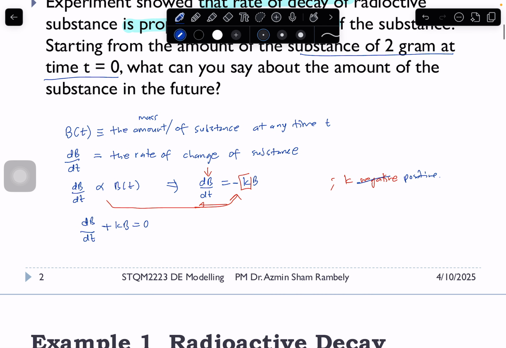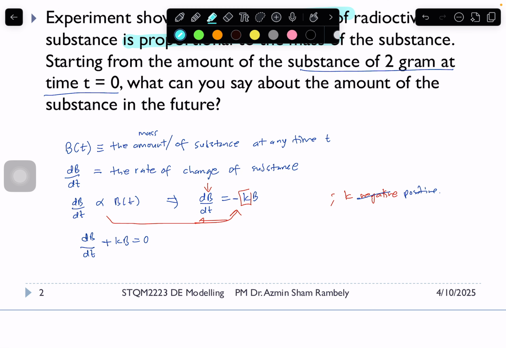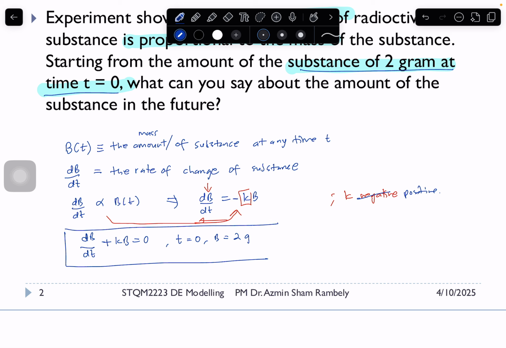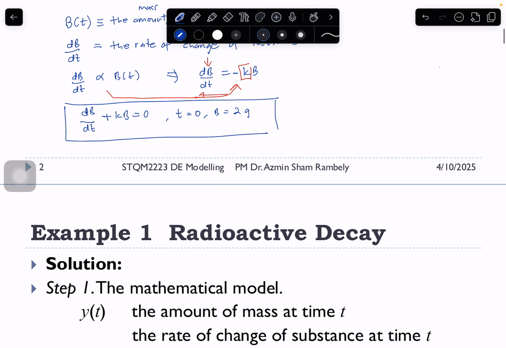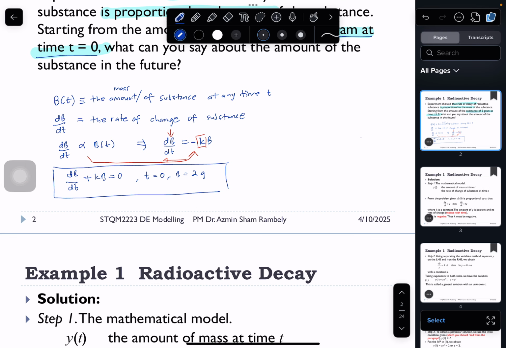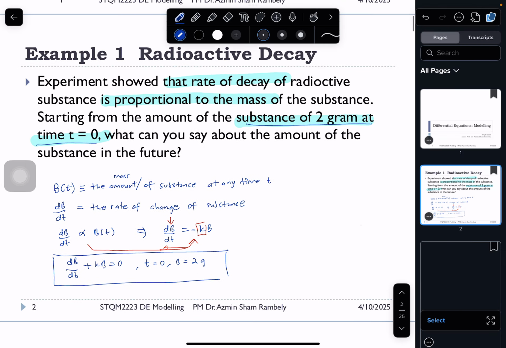But from the paragraph, it says the amount of substance is 2 gram at time t0. So we have an initial condition where t equals 0 and B of t is equal to 2 gram. This is what is given. Using what we have learned previously, you should be able to solve this. I'm going to add in a page.